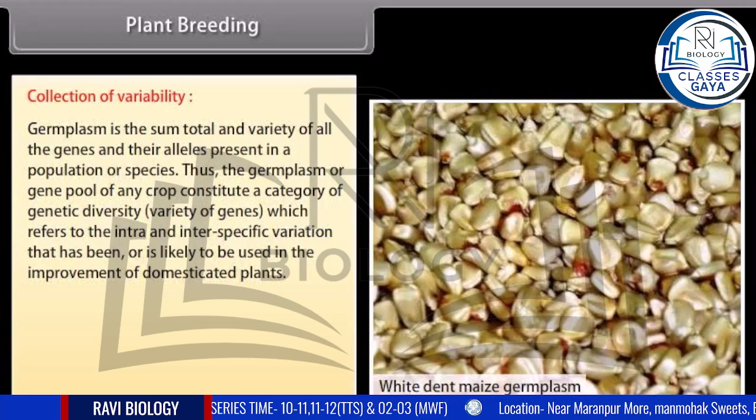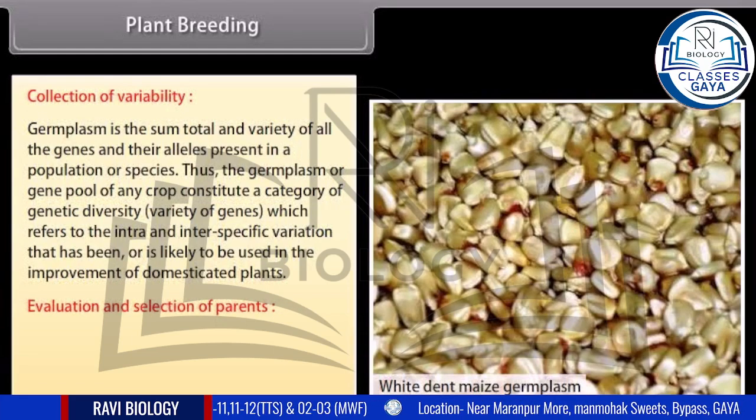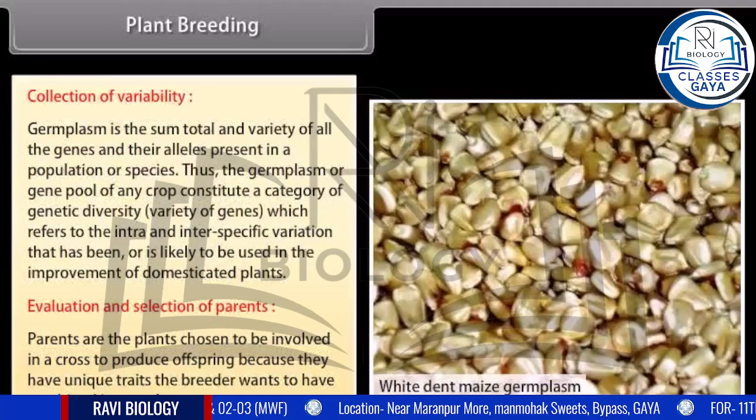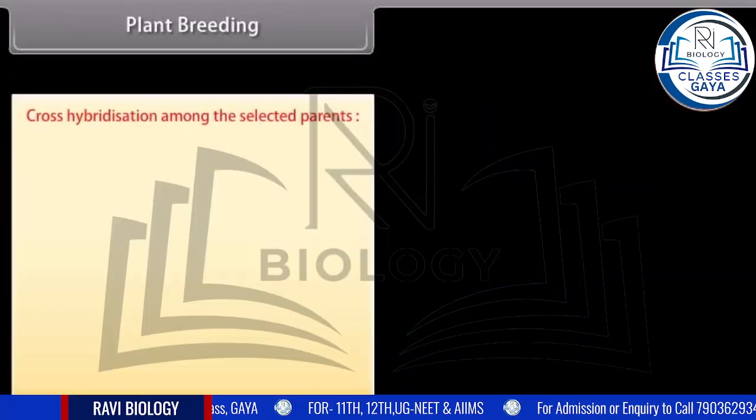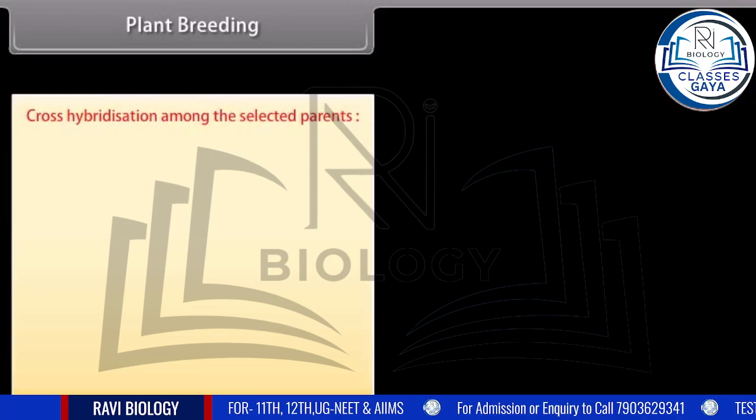domesticated plants. Evaluation and selection of parents. Parents are the plants chosen to be involved in a cross to produce offspring because they have unique traits that the breeder wants to have combined in one plant. Cross hybridization among the selected parents.